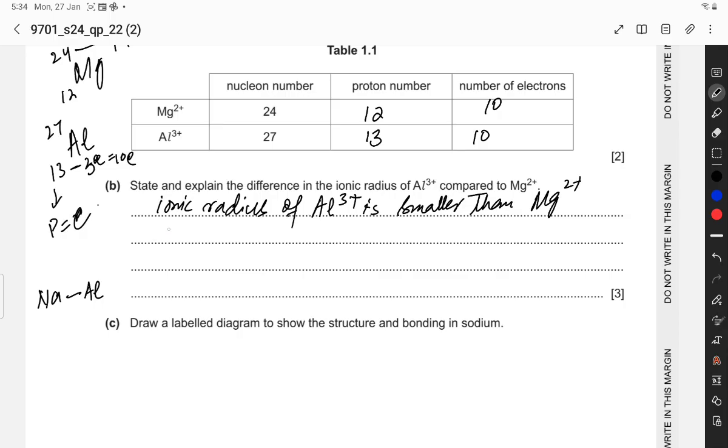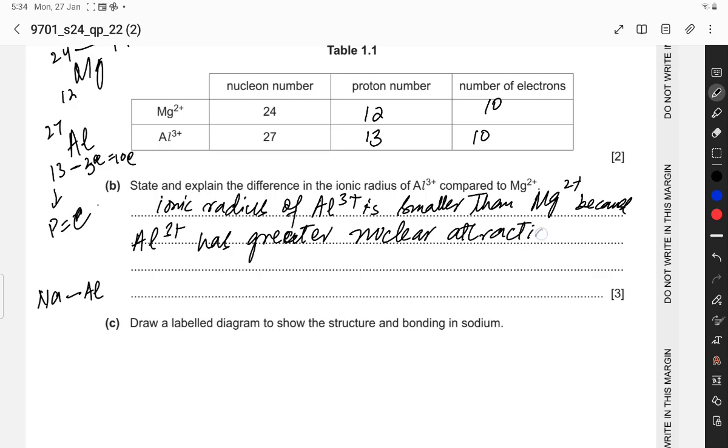The reason is this: the aluminium ion has greater nuclear attraction due to more nuclear charge, for the remaining electrons, with the same shielding effect.